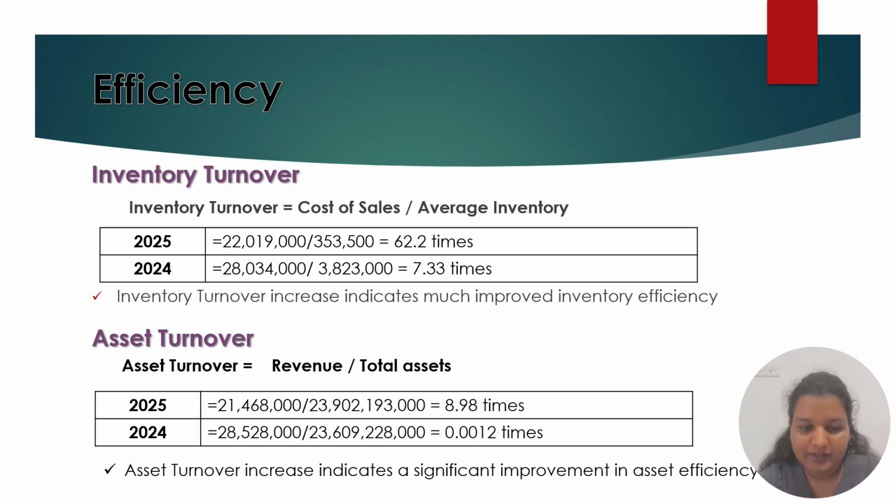Next one is asset turnover. The asset turnover is calculated as revenue divided by total assets. The asset turnover is 2025 8.9 times, 2024 0.001 times. Asset turnover increase indicates a significant improvement in asset efficiency compared to the previous year.